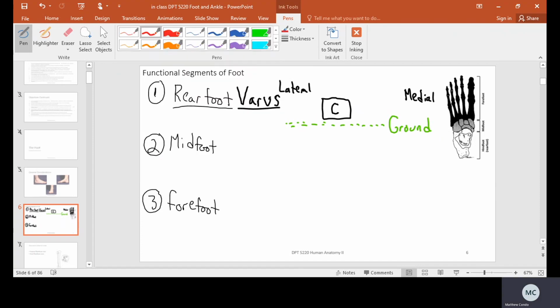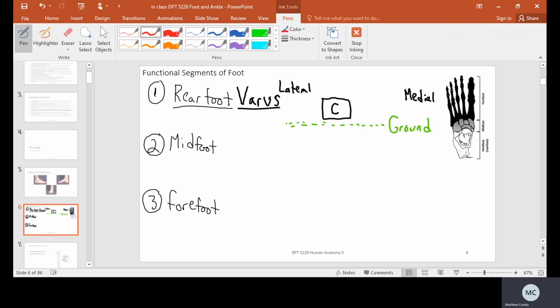What we're going to see is that if I have rear foot varus, let's think about what varus means. What is genu varus? My proximal segment goes away from the midline. My distal segment comes in towards the midline. That's what rear foot varus is.